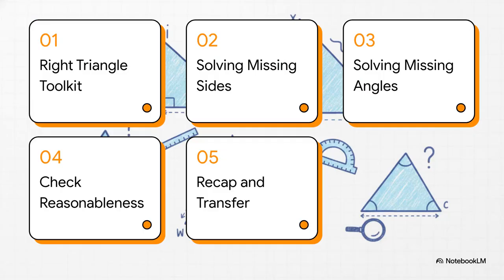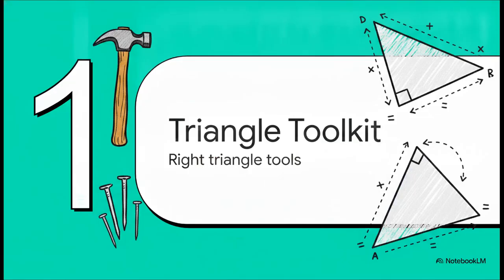Here's our quick roadmap for today. We'll start with the right triangle toolkit, then move on to solving for missing sides, followed by solving for missing angles. After that, checking for reasonableness, and finally, a recap and transfer question. All right, Section 1, the right triangle toolkit. Let's gather up the fundamental geometric tools we're going to need before we do any heavy lifting.